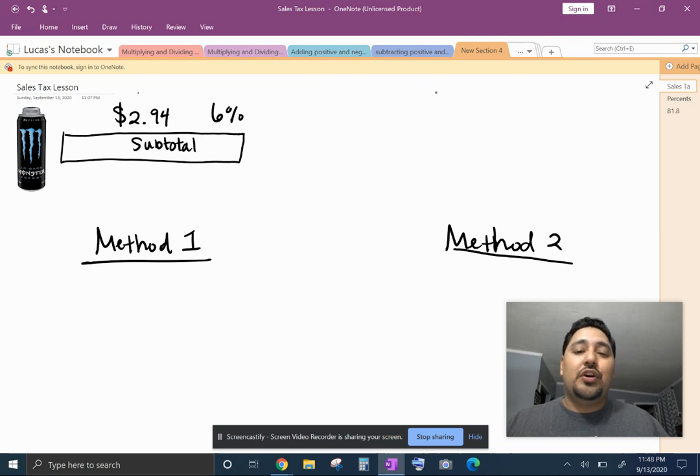First, we're going to go over some vocabulary. When I go to the store and let's say I wanted to buy this monster, they would add up all of the items that I was planning to buy. Let's just say in this case it's one, which usually happens when I go to the store. It's just this. And that would be considered your subtotal. Now, your subtotal is before tax.